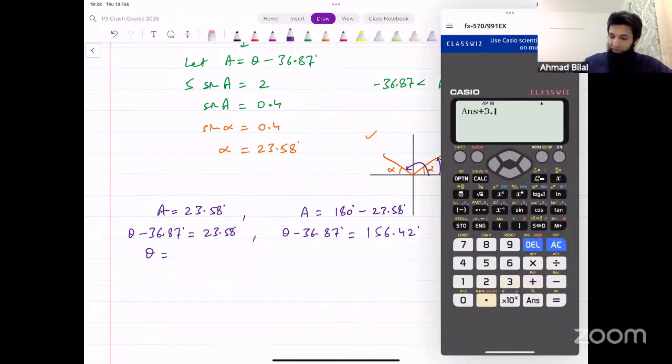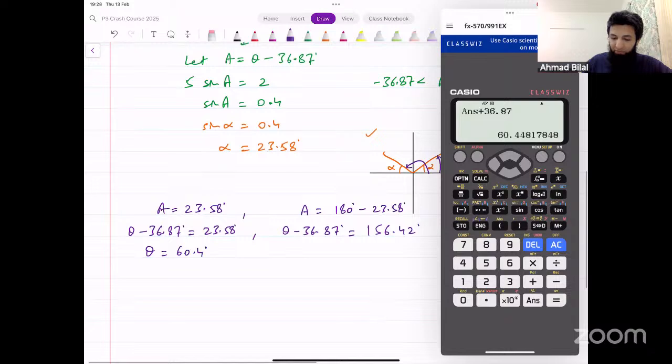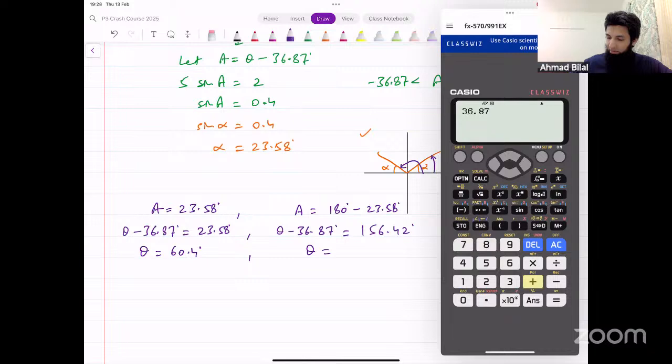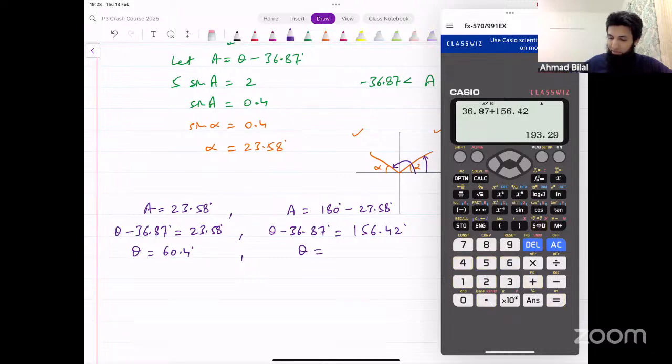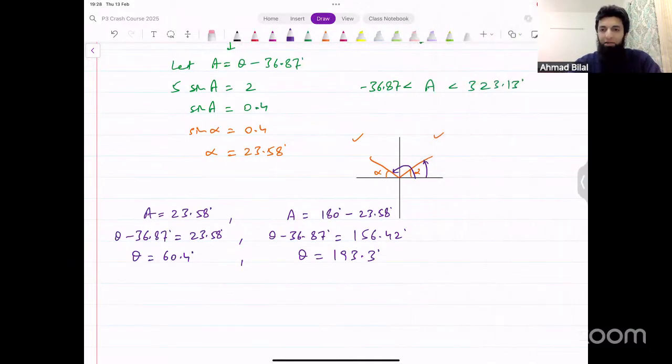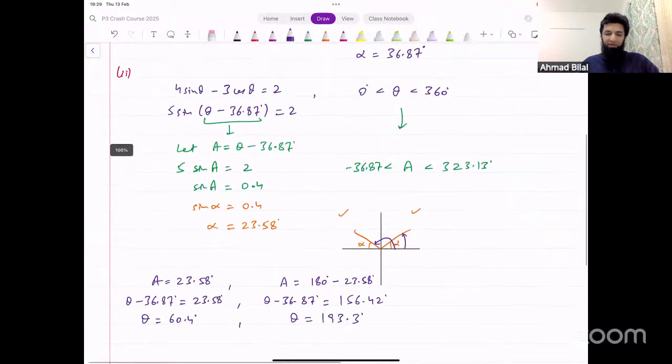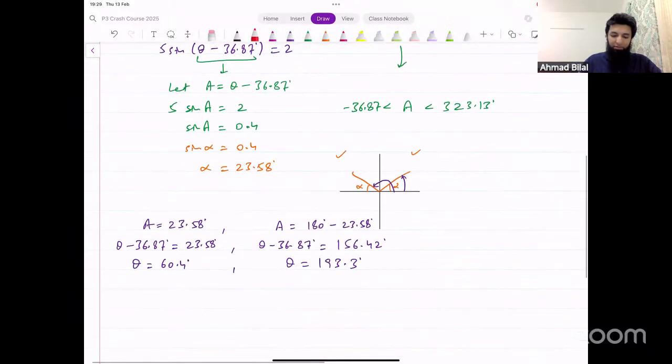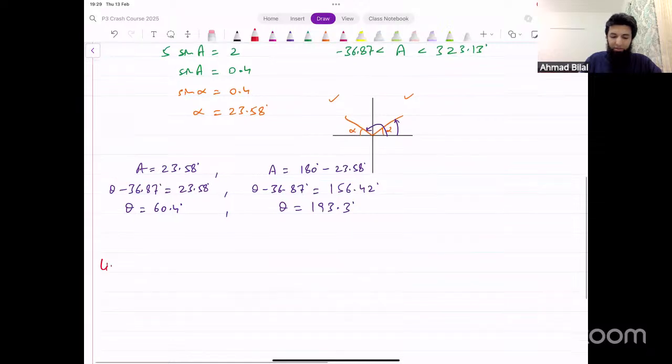You can see what the value of theta turns out to be. Plus 36.87. Okay, so one value that I'm getting is 60.4 degrees. And then the other is 193.3 degrees. Are these correct? Right? Okay, good. So these are the values of theta that we get. That's the second part. That's what we had to do in the second part.